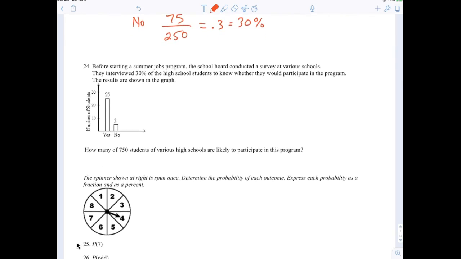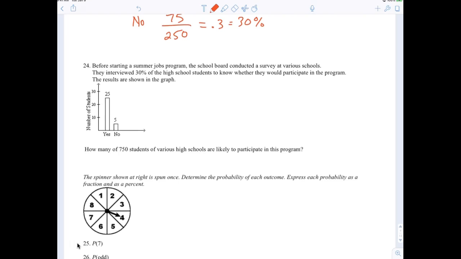All right, I want to do a table for sure. All right, I want to do number 24. We have to look at the chart. Before starting a summer job program, the school board conducted a survey. They interviewed 30% of the high school students. How many of the 750 various high school students are likely to participate in the program? So how many people said they would participate? 25 out of how many?